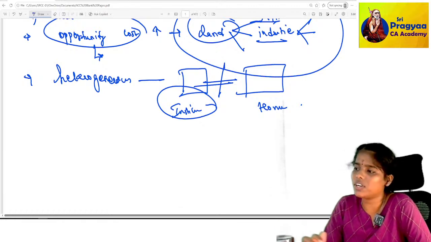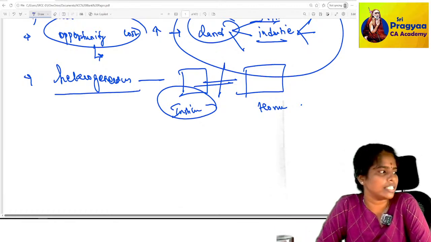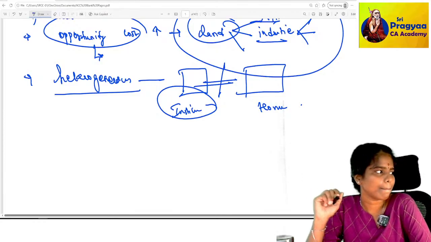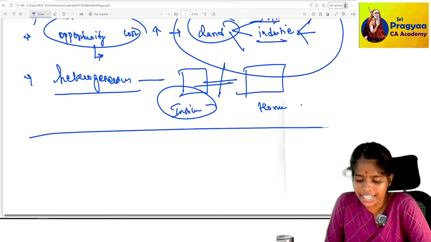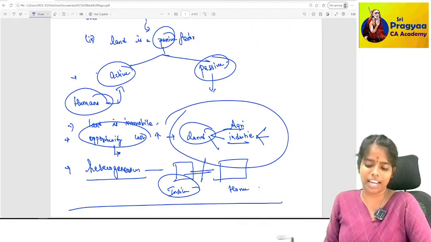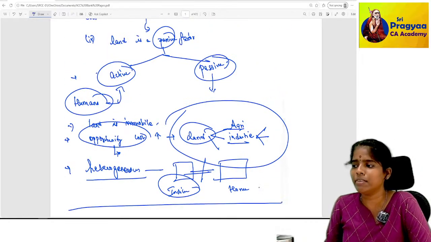So two lands are not similar. They are heterogeneous in nature. You can spot out differences between two lands easily. So these are the characteristics of land. Easily you can tell. Normally we already know all this, but still they are telling it in points.